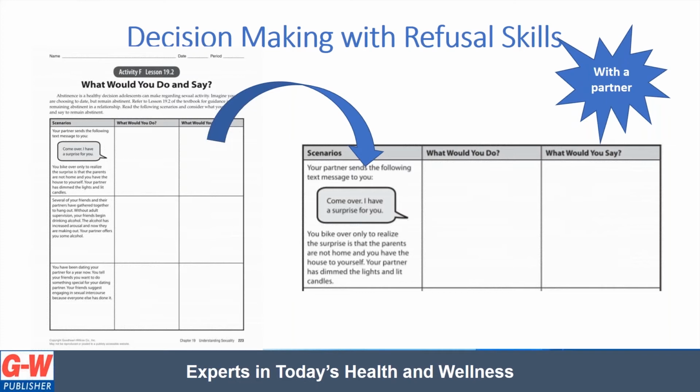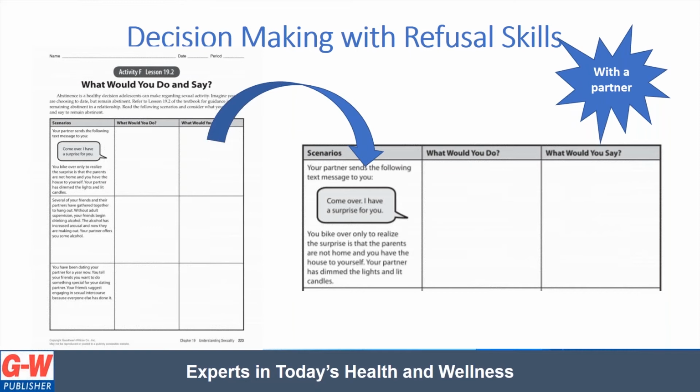So here's an activity. It's from our middle school workbook that puts students in a situation. And in this case, they're refusing an uncomfortable situation to engage in a sexual activity that they don't want to. So for example, your partner sends the following text message to you: "Come over, I have a surprise for you." You bike over only to realize that the surprise is that the parents are not home and you have the house to yourself. Your partner has dimmed the lights and lit candles. So what do you do and what do you say?